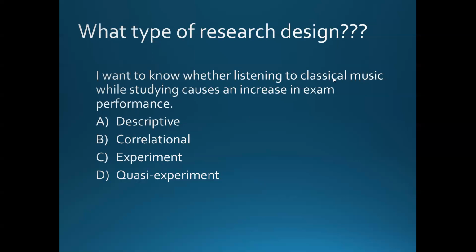You can manipulate classical music, right? I could have one group listen to classical music and one group not listen to classical music. So therefore, by saying causes, it could be quasi-experimental, but with quasi-experimental, remember, you can't manipulate your independent variable, but you can manipulate classical music. You could either have it or not. All right. Does anyone have any questions as to why this is experiment and not correlational? Because I think a majority of people said B, but the reason why it can't be is because I said cause here.